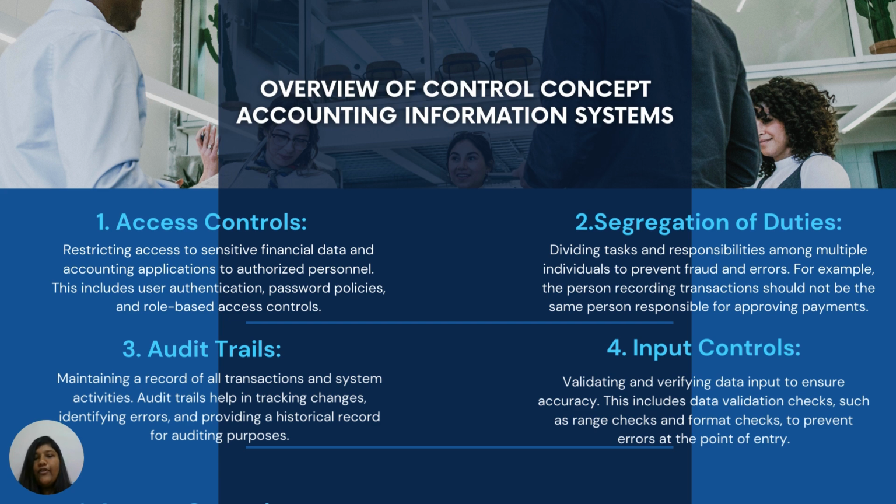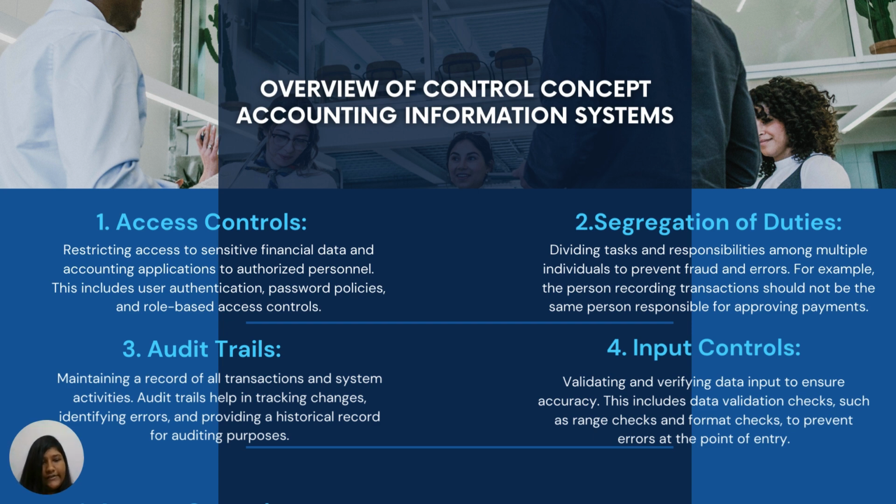Secondly, segregation of duties: dividing tasks and responsibilities among multiple individuals to prevent fraud and error. For example, the person recording transactions should not be the person responsible for approving payment. This is because if the same person does the same duties, error and fraud will happen in the future. To avoid this, duties must be segregated to manage all the activities of the accounts.